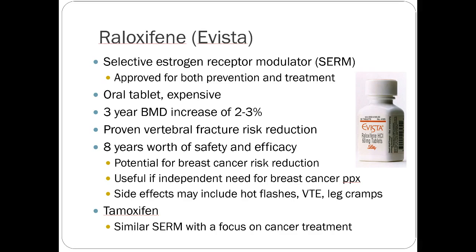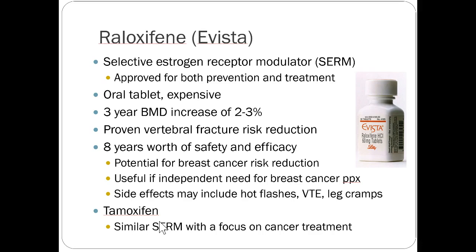Raloxifene or Evista is a SERM, which is a selective estrogen receptor modulator. SERMs have a number of different uses. I have a bullet point down here about tamoxifen, which is a SERM that's focused on breast cancer treatment. So different ones target different specific estrogen receptors. Evista was designed specifically for the treatment of osteoporosis, osteopenia in postmenopausal women.